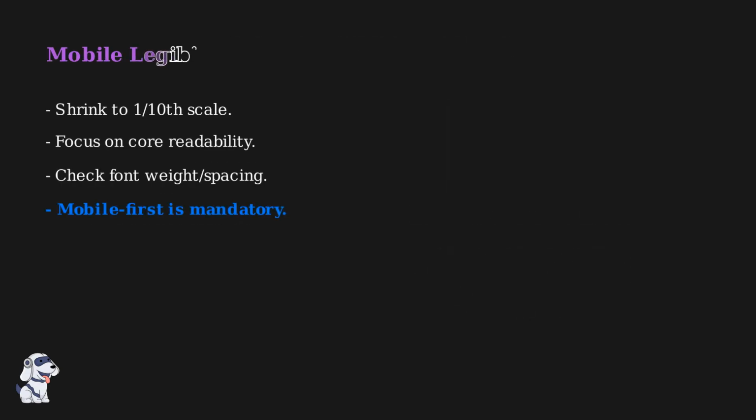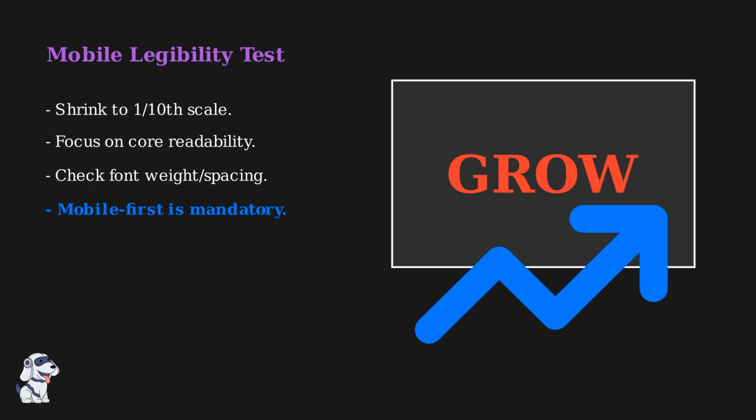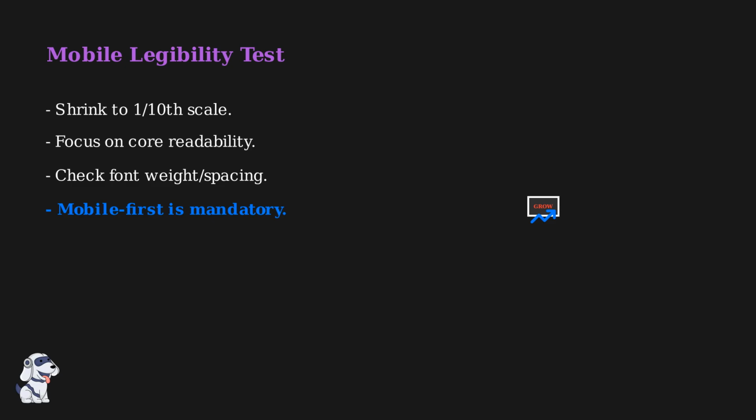The final hurdle for your thumbnail is the mobile legibility test. Instagram users scroll at high speeds on small screens. Your design must remain readable even at 1/10 of its size. Shrink your canvas to 1/10 on your monitor. If you cannot clearly distinguish the text or the core value proposition, the design is too cluttered. Increase font weight, simplify your icons, and maximize high contrast spacing. In 2026, mobile-first design is not a preference. It is a non-negotiable requirement for growth.